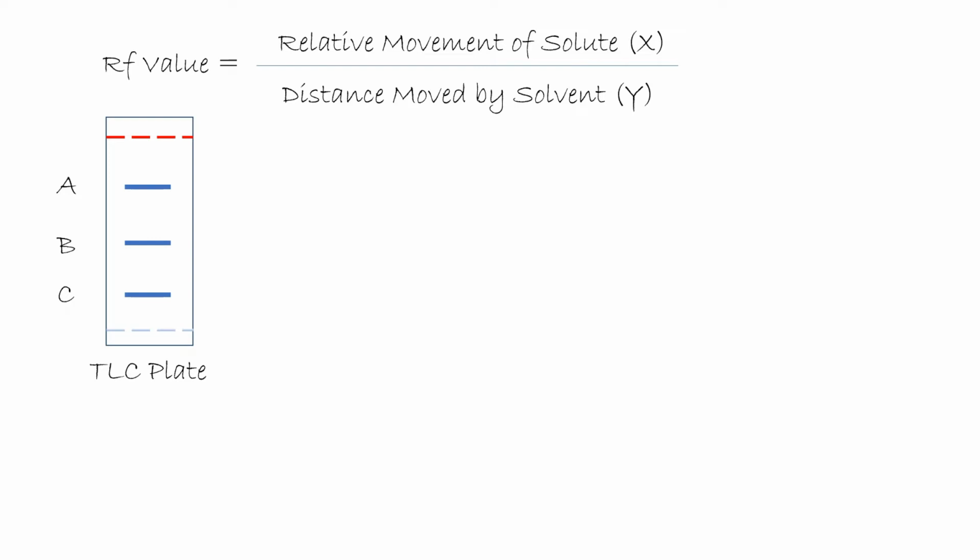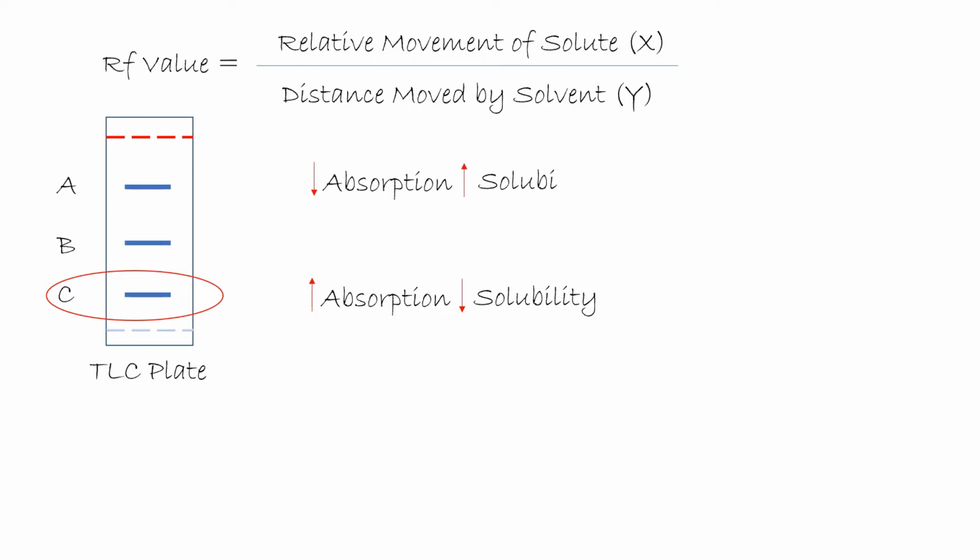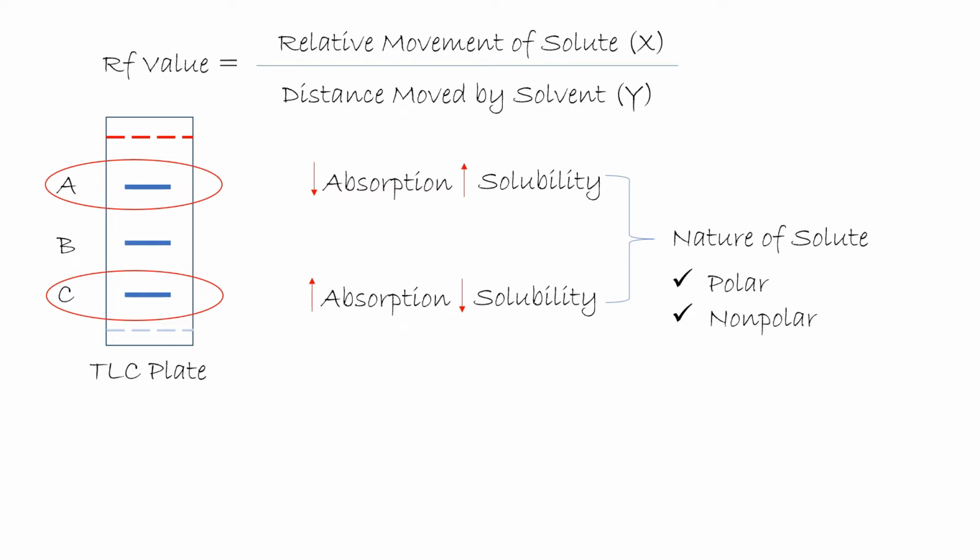So, if a compound has more adsorption tendency for its stationary phase and lower solubility for its mobile phase, then such compounds will travel a lesser distance. And if the compound has less adsorption tendency and more solubility, such solutes will travel a longer distance. So, the distance moved by the solute will depend on the nature of the solute, like whether it's polar or non-polar. But in general, when we consider polar and non-polar compounds, which one will travel faster?